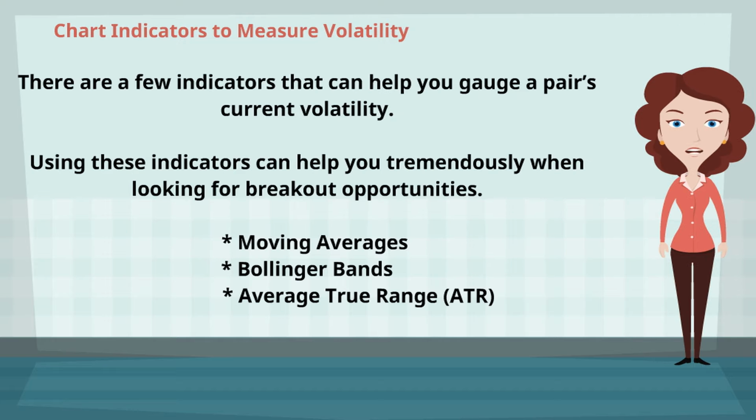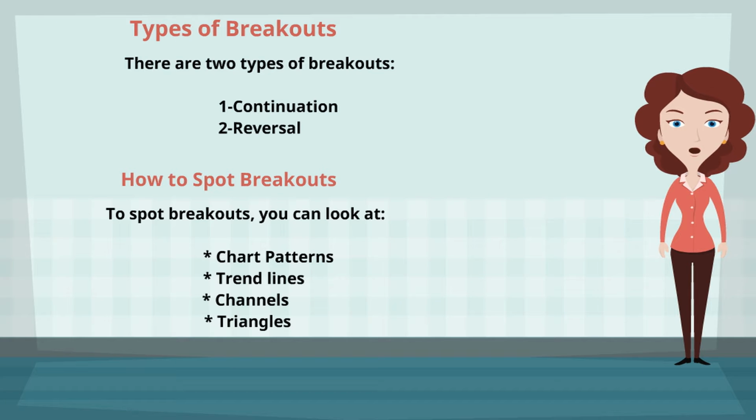Chart indicators to measure volatility. There are a few indicators that can help you gauge a pair's current volatility. Using these indicators can help you tremendously when looking for breakout opportunities. Moving averages. Bollinger Bands. Average True Range, ATR. Types of breakouts. There are two types of breakouts: continuation and reversal. How to spot breakouts. To spot breakouts, you can look at chart patterns, trend lines, channels, triangles.